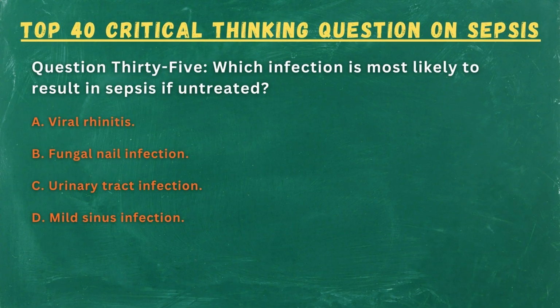Question 35. Which infection is most likely to result in sepsis if untreated? A. Viral rhinitis. B. Fungal nail infection. C. Urinary tract infection. D. Mild sinus infection. Answer: C. Urinary tract infection.